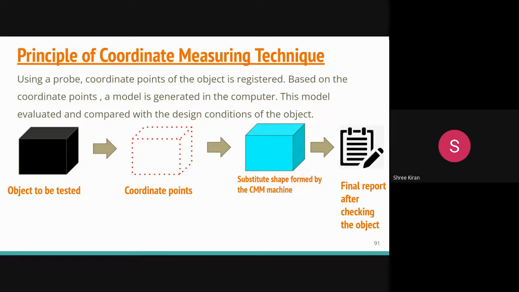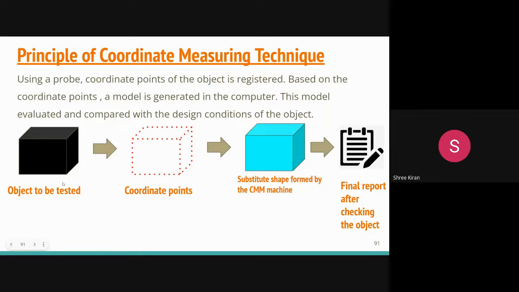Then, the need for CMMs. What is the main need for CMM? That's what we are going to say. Here it is the automation of a machine. In simple words, using a probe, coordinate points of the object are registered. Then based on the coordinate points, a model is generated in the computer. This model is evaluated and compared with the design conditions of the object.